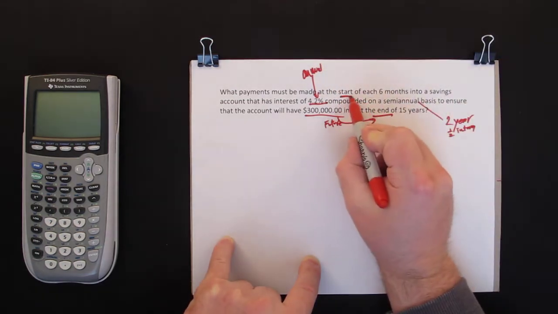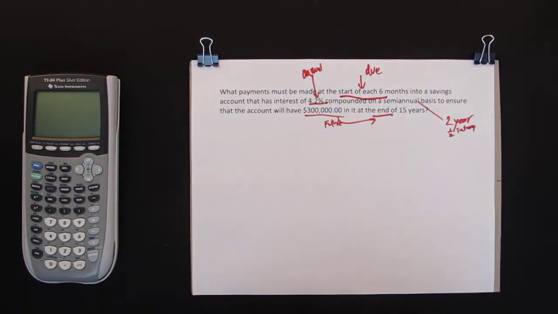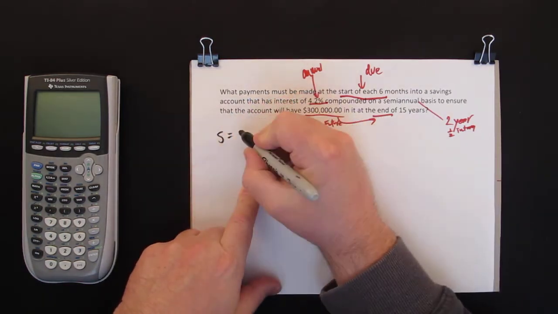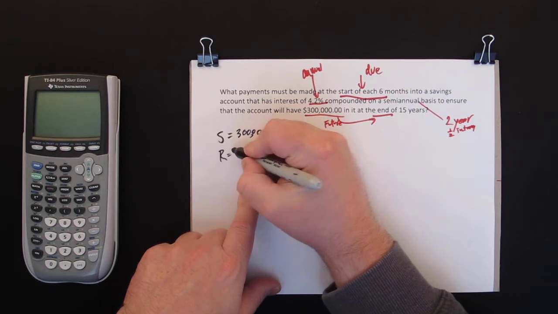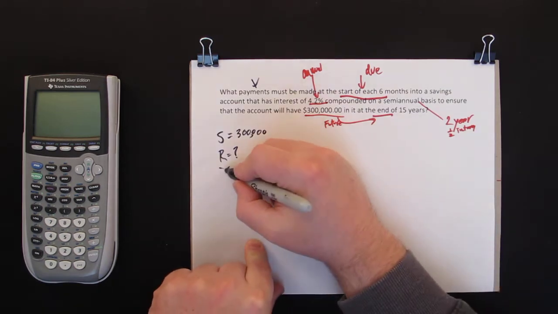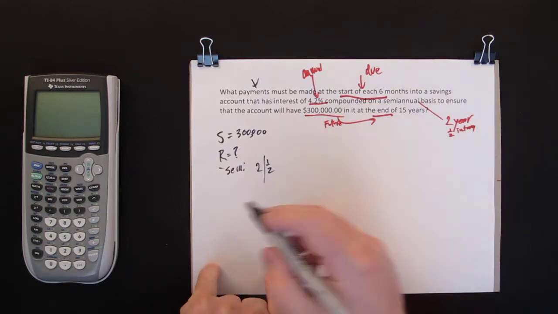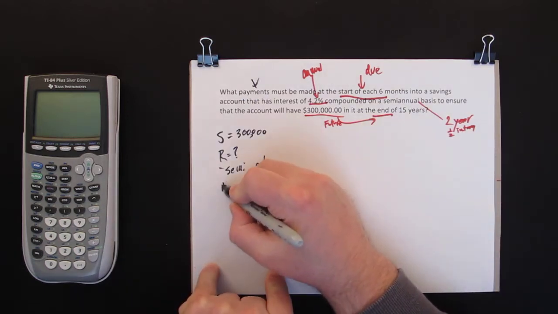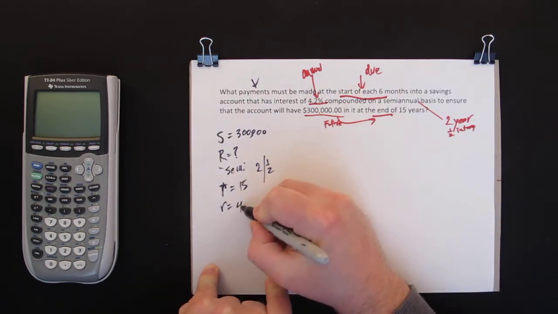And the payments are made at the start of each 6 months, so this means we're talking about an annuity due. Okay, so what do we know? We know the future value that we want, 300,000. We do not know the payment. That's what we're trying to find. We have semi-annual compounding. We know the time is 15 years, and we know the interest rate is 4.2%. Again, you need that as a decimal.